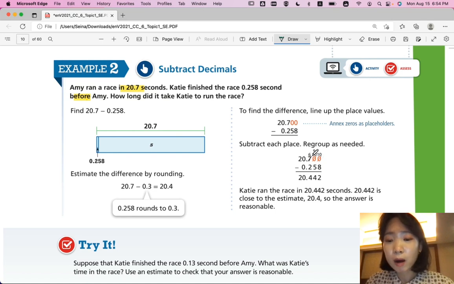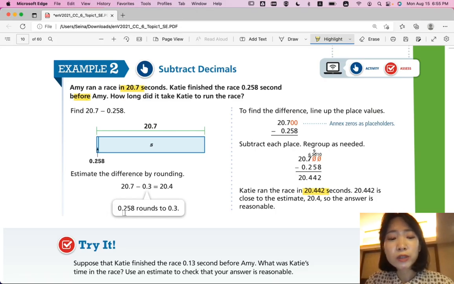In this case, we're going to borrow tens from 0, which you can't. So you're going to borrow 10 again from 7, and then borrow 1 from that. And then you get 10 minus 8 is 2. And then 9 minus 5 is 4. 6 minus 2 is 4. And 20 minus 0 is 20. So Katie ran the race in 20.442 seconds. And if we have an estimate here, 20.7 minus 0.3 is equal to 20.4.